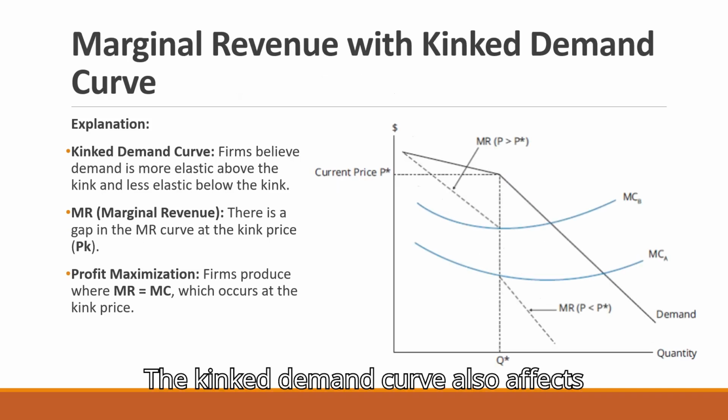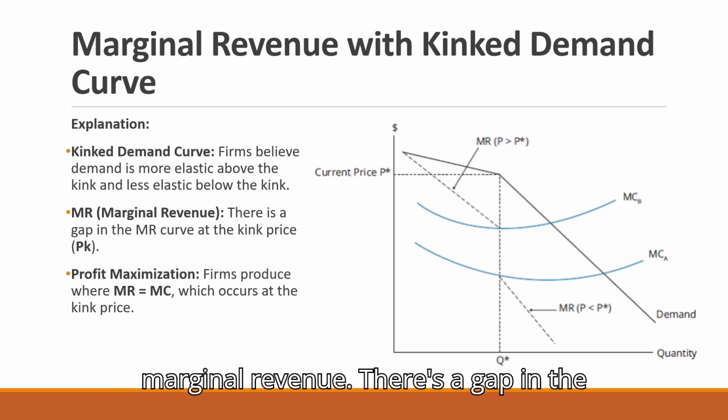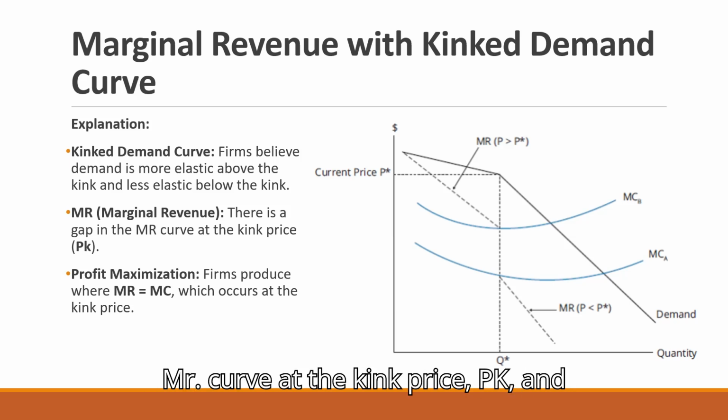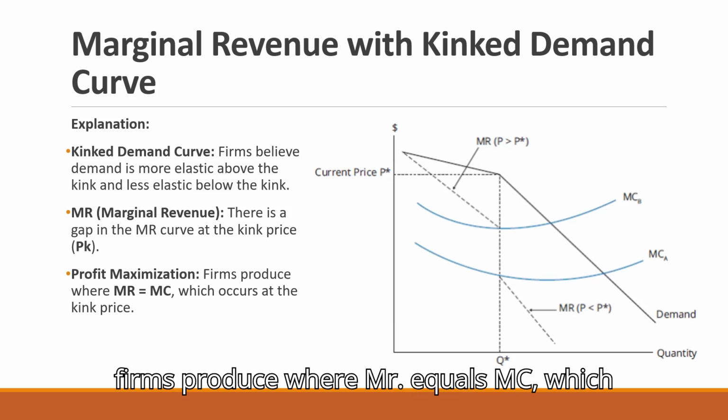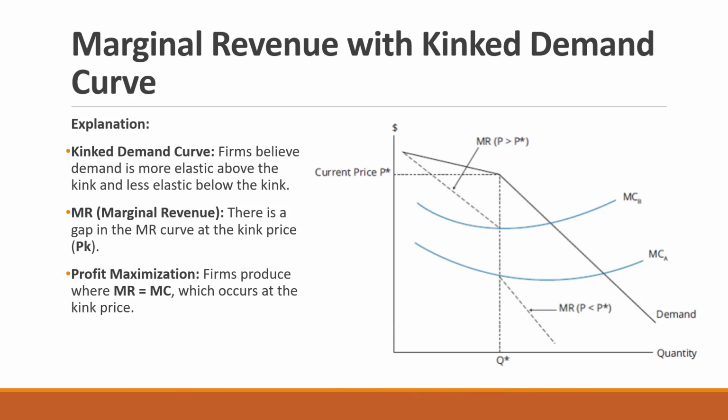The kinked demand curve also affects marginal revenue. There's a gap in the MR curve at the kink price, PK, and firms produce where MR equals MC, which occurs at the kink price.